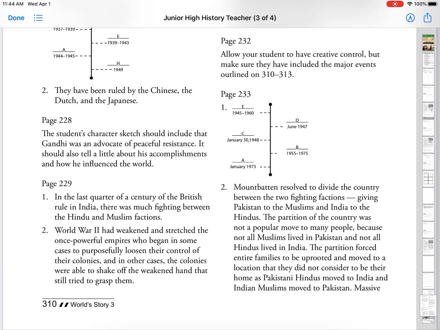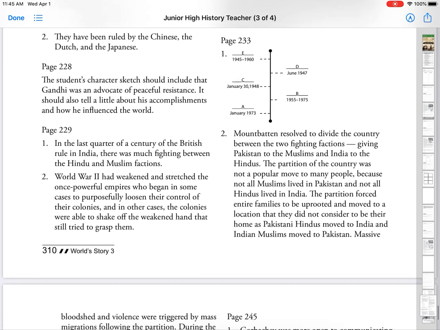You have D for 1947. That would be when India gains independence. C would have been January 30th. That's when Gandhi was assassinated. And then you have B. And then you have A, which is the U.S. troops leave Vietnam. So basically, they're in reverse order this time. Okay? E, D, C, B, A.